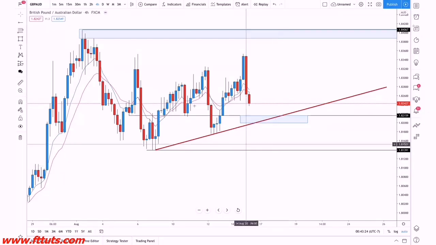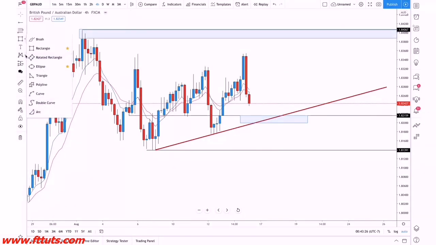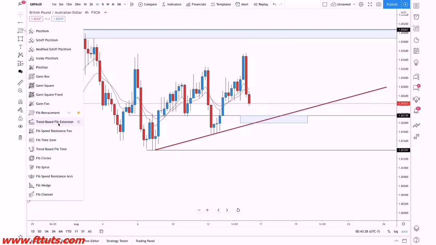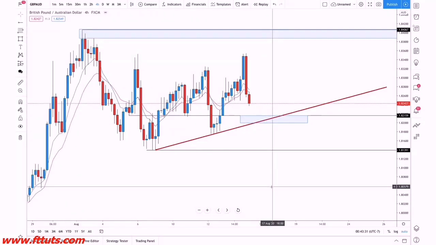what a Fibonacci retracement, this tool over here, is basically saying is that the market has to retrace at some point, which it does. It has to find balance and retrace. The market won't ever just go straight up. It'll go up, retrace, and then go up again some more.